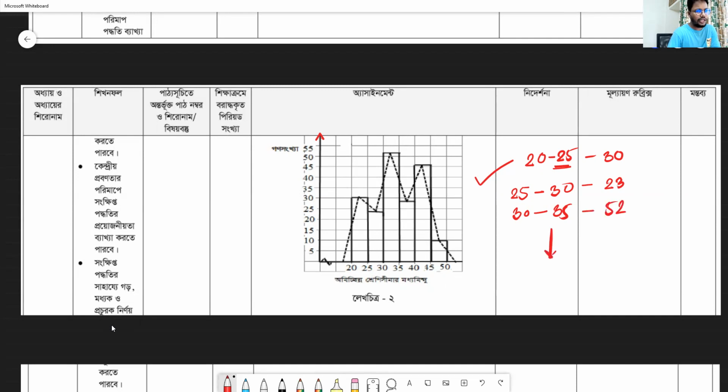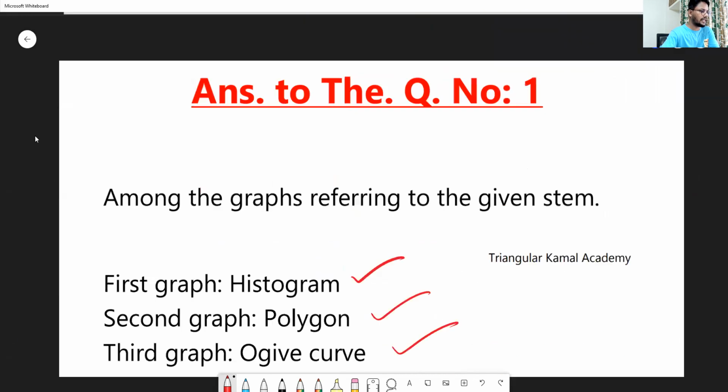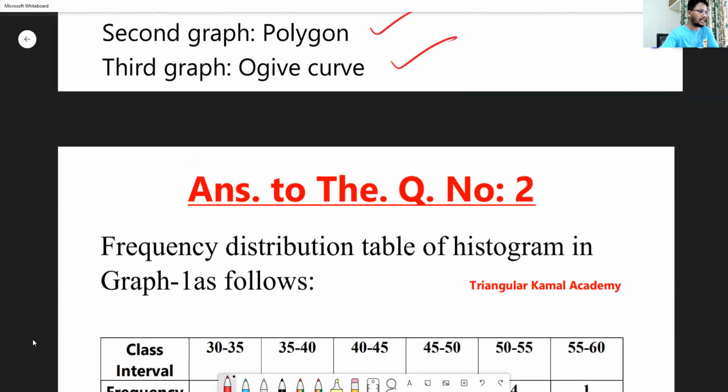In the same way, we have to complete the first, second, third, fourth, fifth, and sixth class interval. And this is the frequency number. This is the continuous class interval, the midpoint of continuous class intervals. So now, okay, first in a few minutes we will complete the first and second one. Then we will come back again to the third graph.